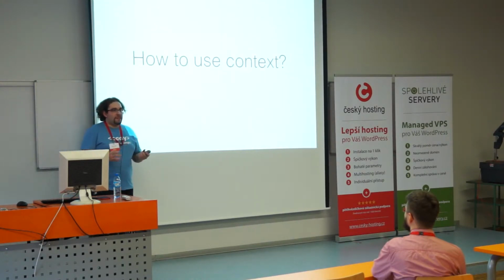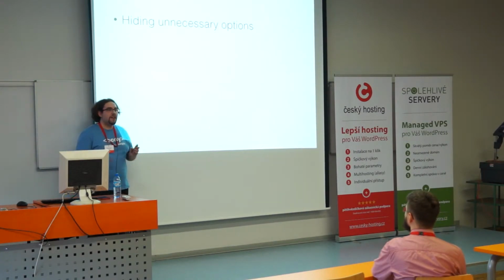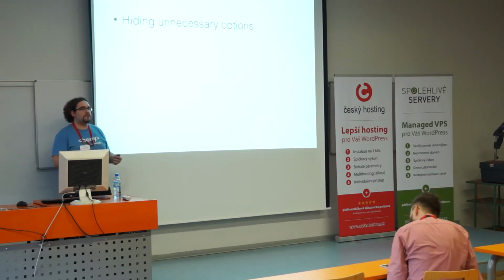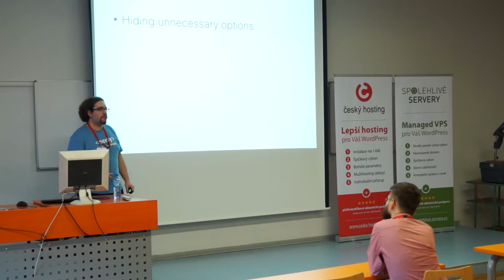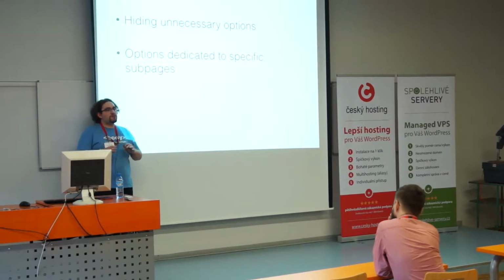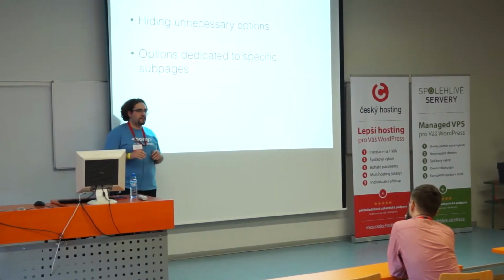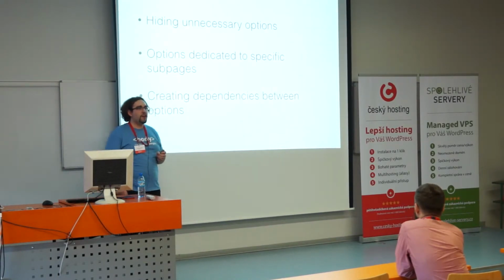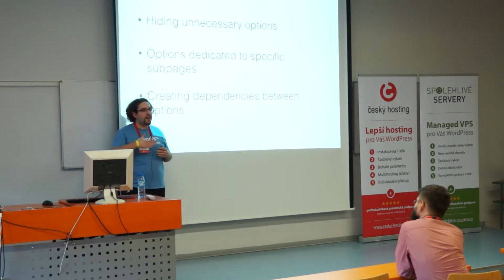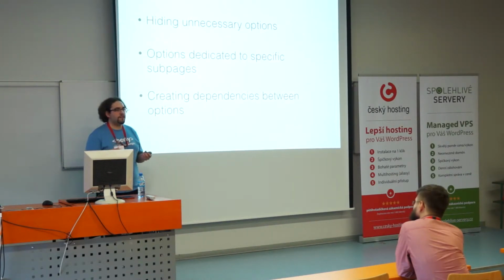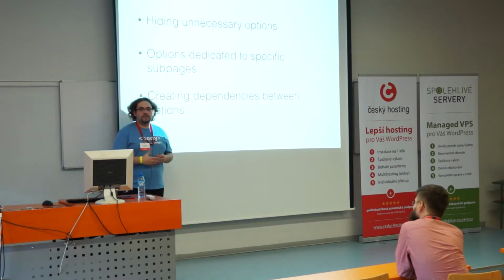How to use the context, my favorite feature of the theme customizer. It can be used for hiding unnecessary options, so we can limit the amount of options in the theme customizer, because some developers are creating a lot of options, usually not necessary for the user at a specific moment. We can create options which will be dedicated only for specific subpages, as I showed in the review of the elements. And finally, the biggest feature, you can create controls which will be connected with other options values. So we can hide some options and display them only if the user specifies a value for a different control.